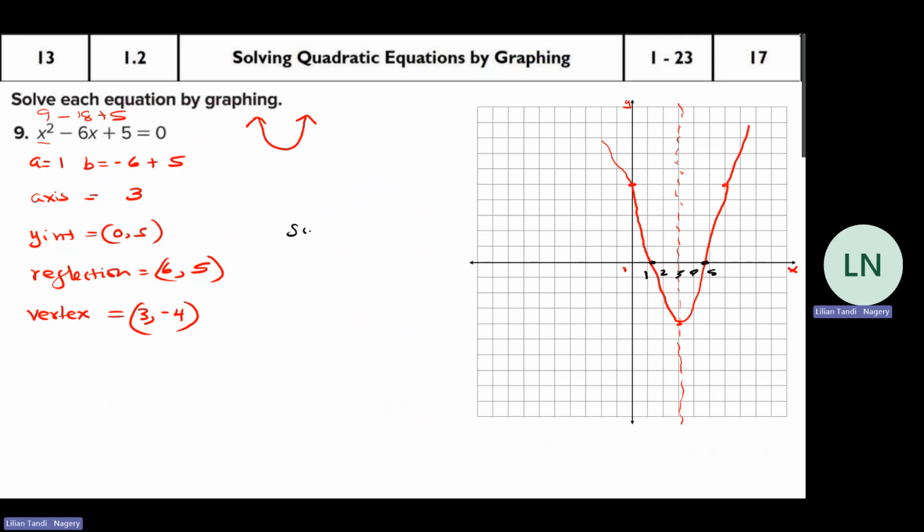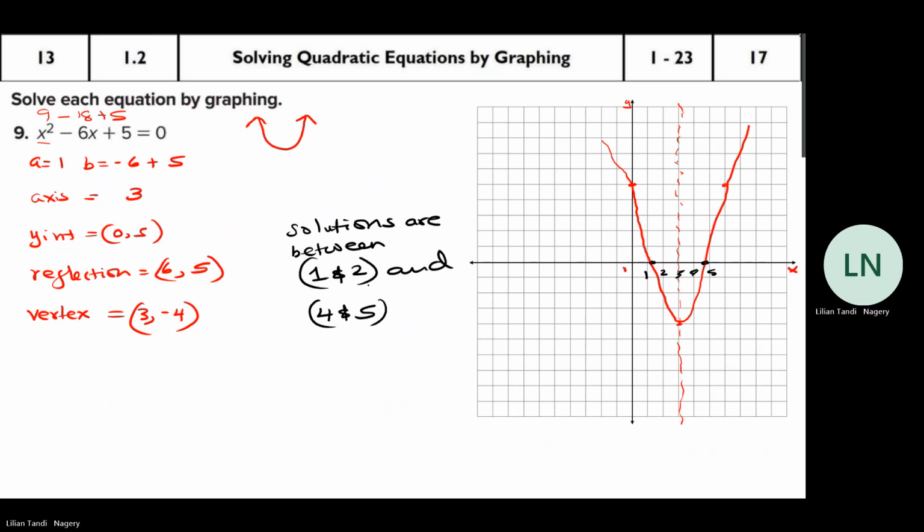So you're going to say my solutions are between 1 and 2, and 4 and 5. Okay. So that's your graph. Your graph should look like that.